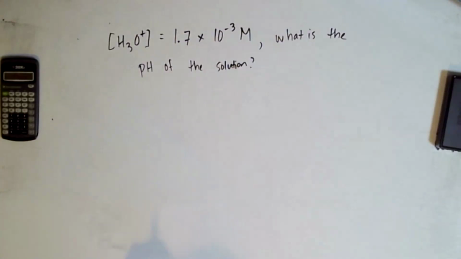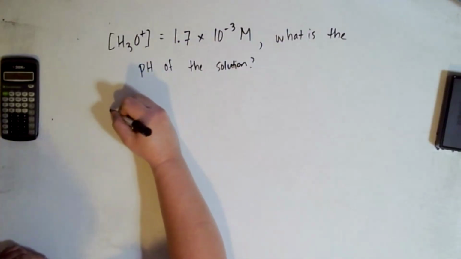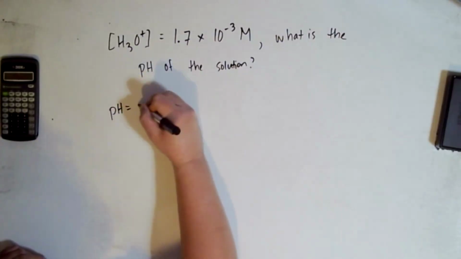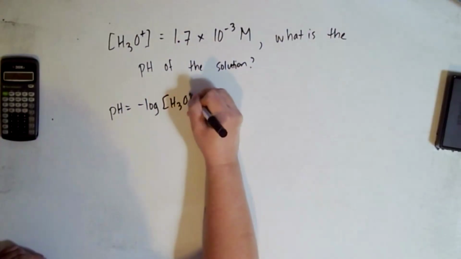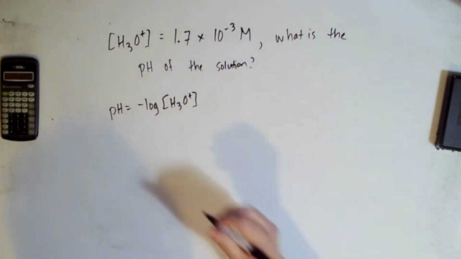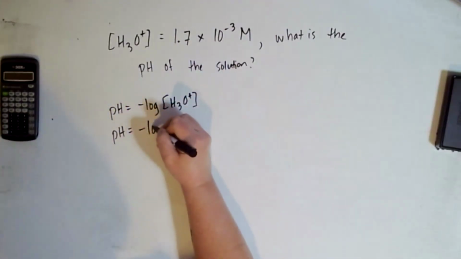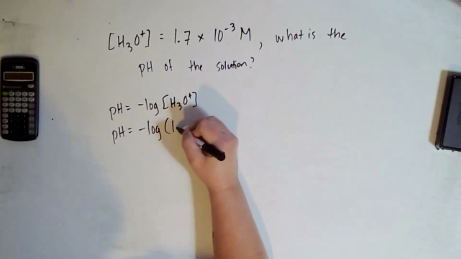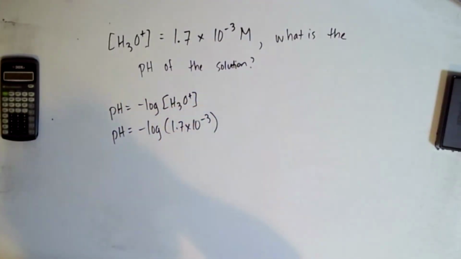And so for this one, we're going to start by writing out our formula. pH equals the negative log of our H3O plus concentration. And plug in 1.7 times 10 to the negative 3.